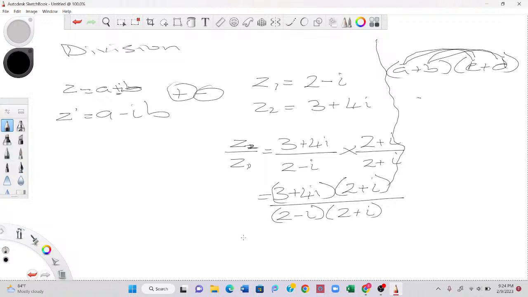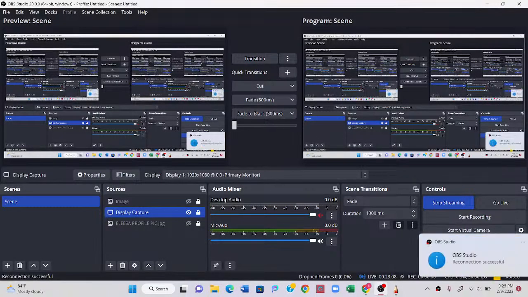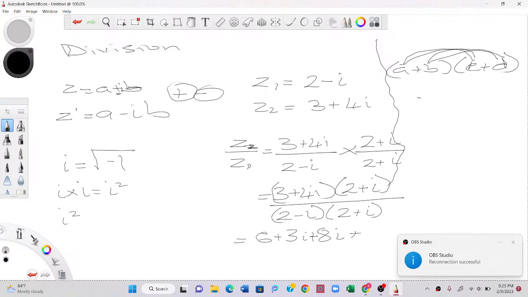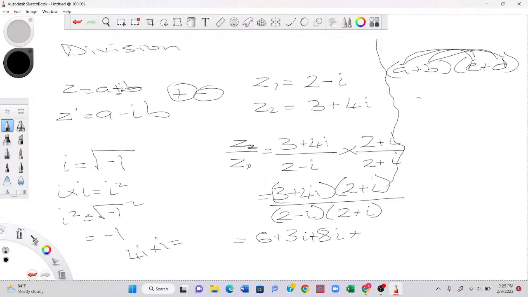So this becomes 3 times 2, 6. 3 times i, plus 3i. 4i times 2 is 8i. 4i times i becomes 4i squared, and we know i squared is equal to negative 1, so that becomes negative 4. So this here becomes negative 4.